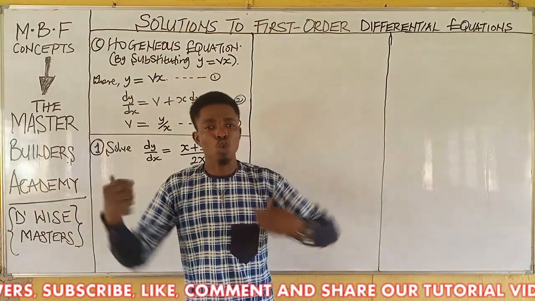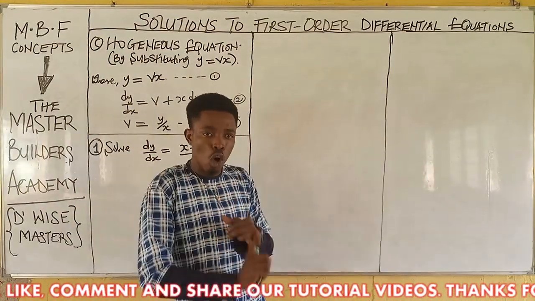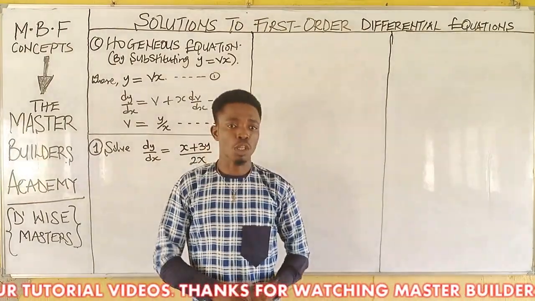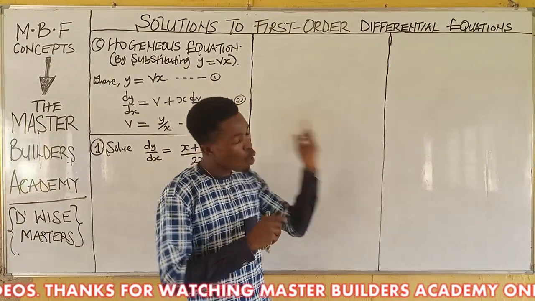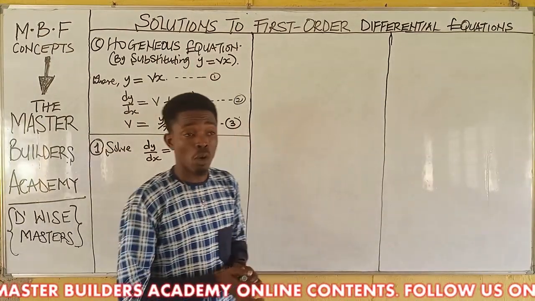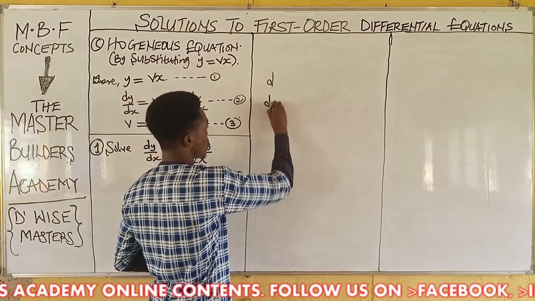So how does a first order question come such that we now make use of the homogeneous equation? Now listen carefully. First order differential equation comes in such a way. First order differential equation comes in this way.